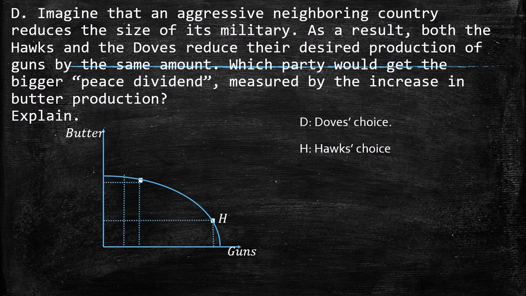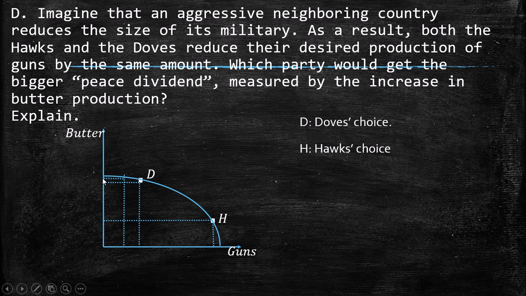Okay, we know this is the D and this is the H. Suppose the other country has reduced the size of its military. So both parties are going to reduce the guns desired, or the guns produced, in the economy. First we have here the Dove's production choice. Imagine that this is the change. You are going to reduce the guns in this proportion.